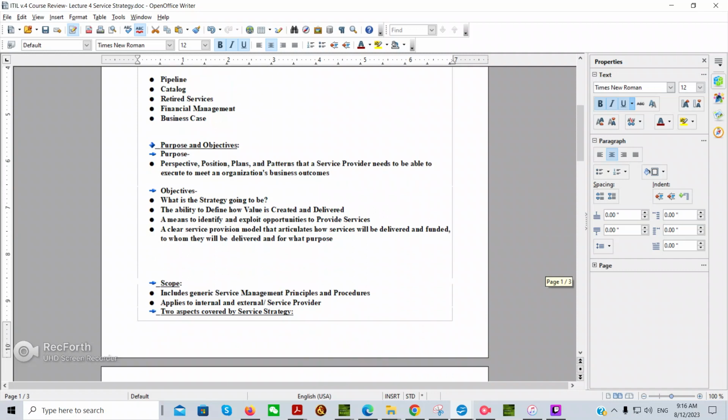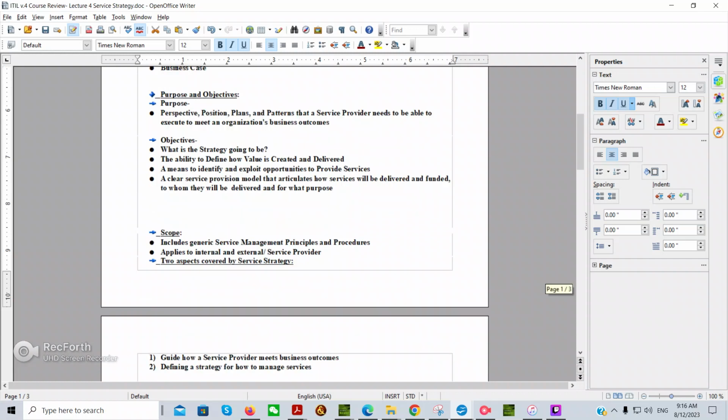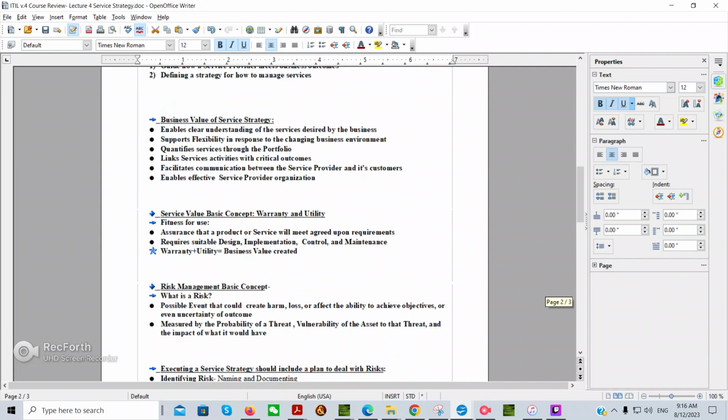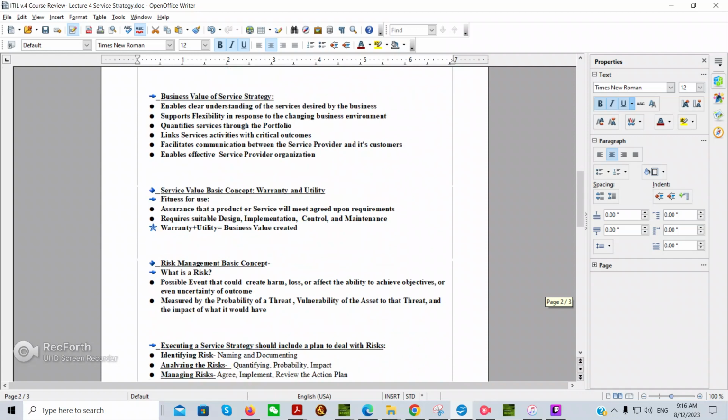Now we should consider scope. In scope, it includes generic service management principles and procedures. It applies to internal and external service provider. And in that, we have 2 aspects that are covered by service strategy. Number 1, guide on how the service provider meets business outcomes, and number 2, defining a strategy for how to manage services.